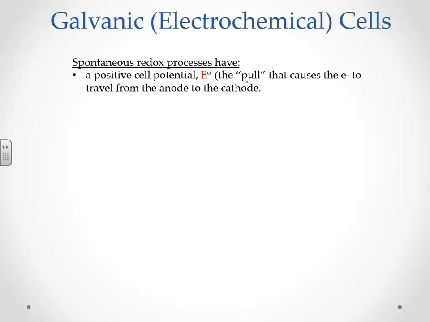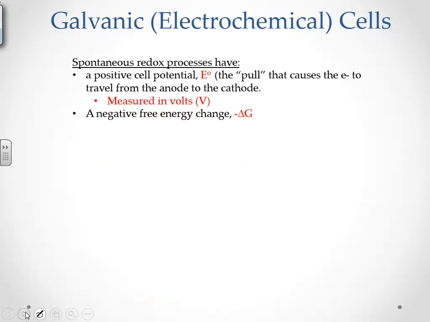The cell potential refers to the pull that causes the electrons to travel from the anode to the cathode. It's called the electromotive force, and it's a pull that allows the electrons to travel from the anode to the cathode. It is related to the electronegativities of the elements involved. We measure cell potential in volts, and the symbol for volts is a capital V.